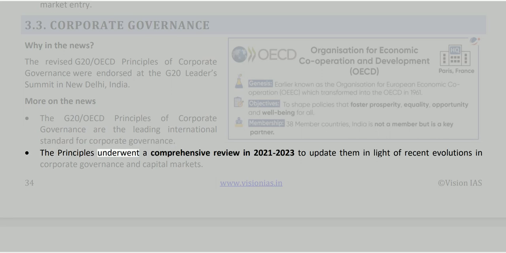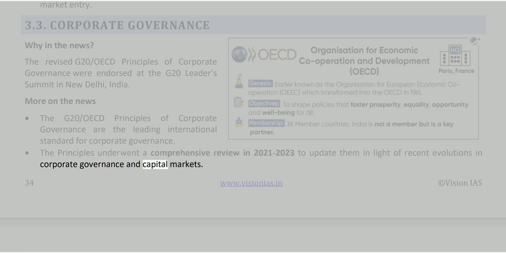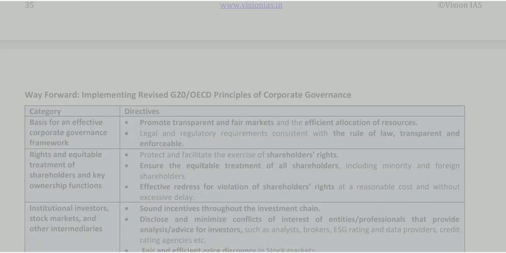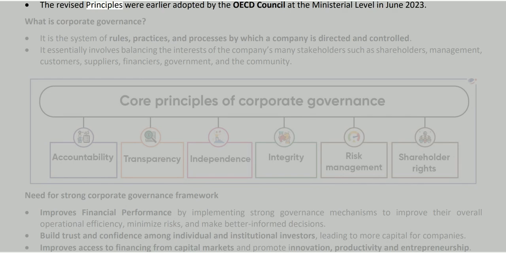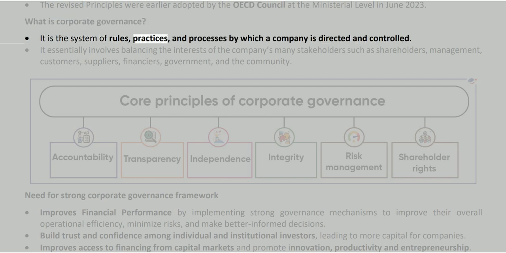The principles underwent a comprehensive review in 2021 to 2023 to update them in light of recent evolutions in corporate governance and capital markets. The revised principles were earlier adopted by the OECD Council at the ministerial level in June 2023. What is corporate governance? It is the system of rules, practices, and processes by which a company is directed and controlled.